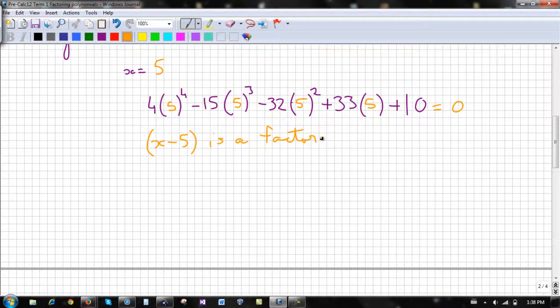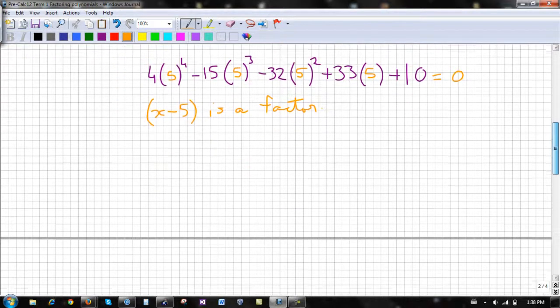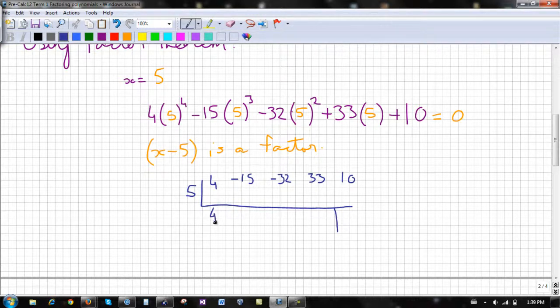Alright, now we use synthetic division to reduce this polynomial. Let's use another color. So you have 4, negative 15, negative 32, 33, and 10. So 4 gets carried forward down. 5 times 4 is 20.